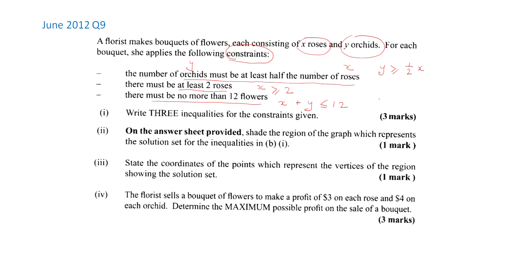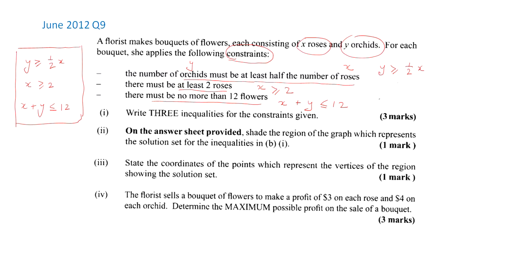So our inequalities are therefore Y is greater than or equal to half X. That's the first one. The second inequality is X is greater than or equal to 2. And the last inequality is X plus Y is less than or equal to 12. So these are the inequalities for part 1. Right? You just have to pay attention to the wording and be very careful.